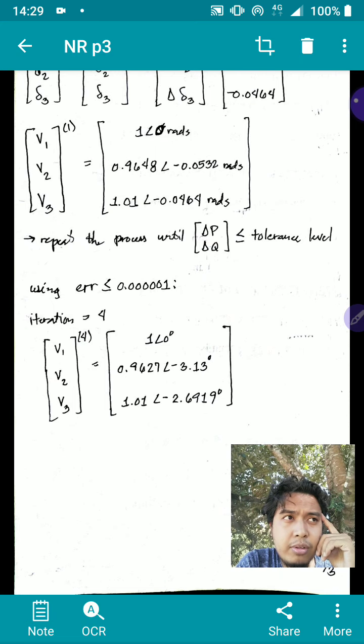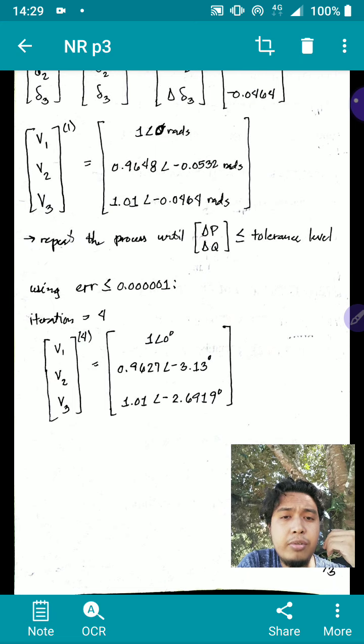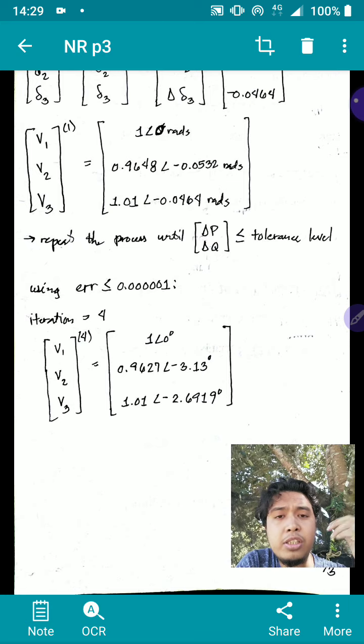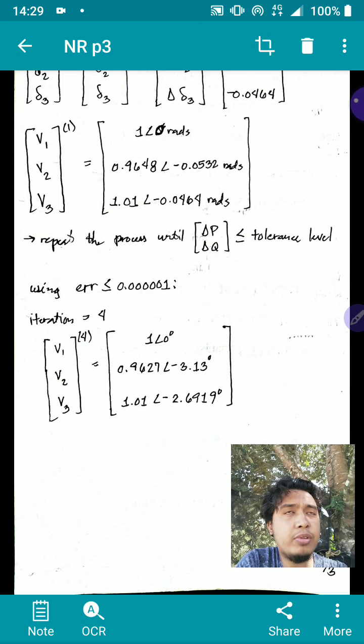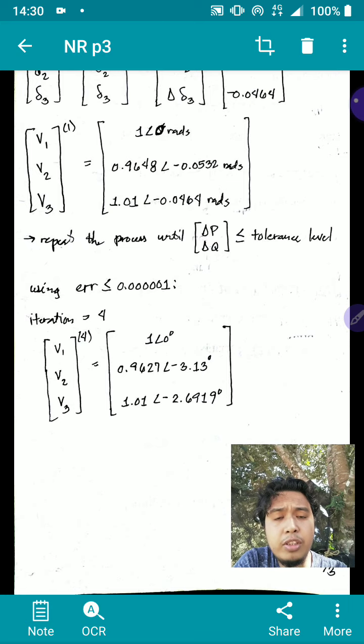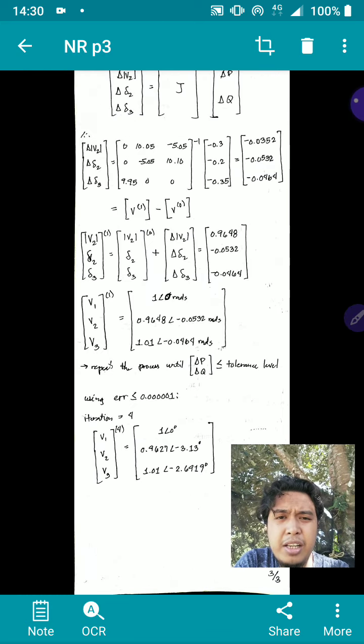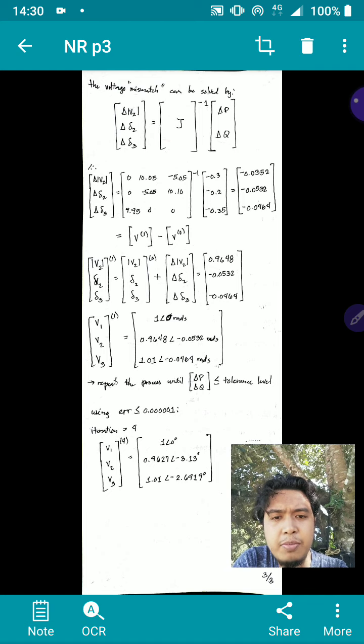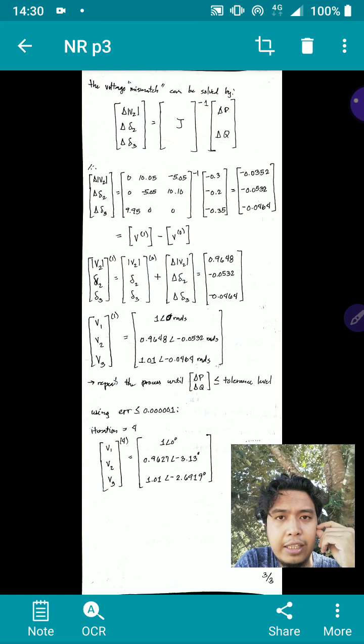One more thing: by convention, on Newton Raphson you compare the delta P's and the delta Q's to the tolerance, whereas on Gauss-Seidel you compare the voltage mismatch to the tolerance. So it's usually power mismatch for Newton Raphson, voltage mismatch for Gauss-Seidel. You can still do voltage mismatch on Newton Raphson, but it's not very common. So I think that's it for Newton Raphson and Gauss-Seidel.